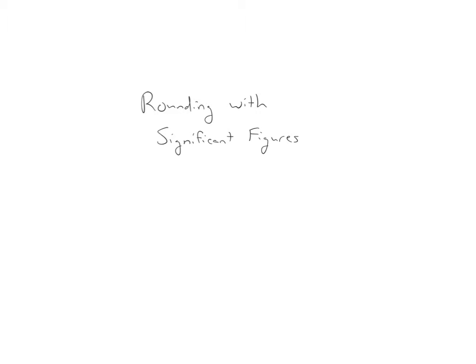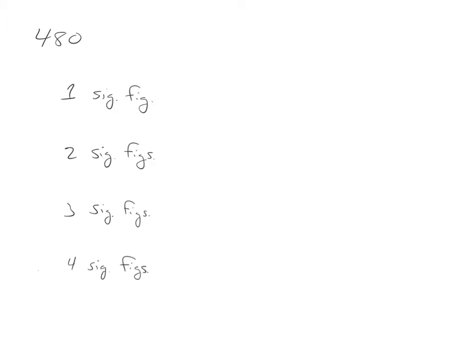In this video, we'll be doing examples of rounding with significant figures. Our first example is 480. First, we want to round this number so that it has one significant figure. So in all of our lessons with how to count significant figures, the first thing we always do is identify the leftmost non-zero digit, which is the 4, and we base everything else off that.